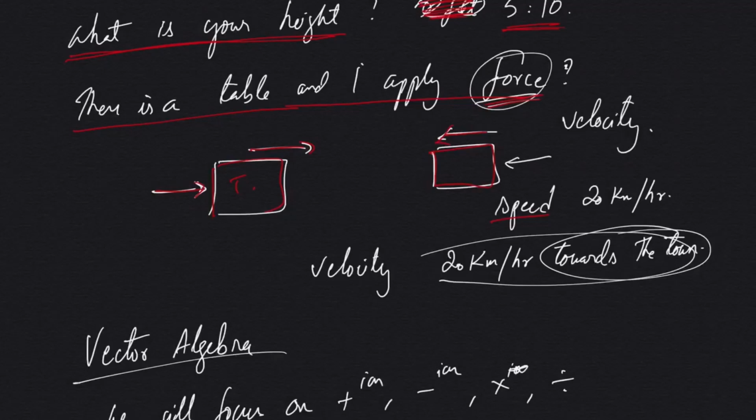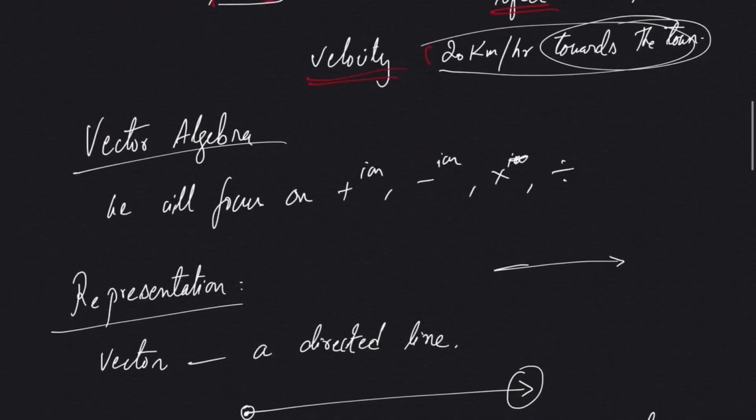So that will be speed. So that's going to be a scalar quantity. When you talk of another sentence, that is, okay, the truck is moving at 20 kilometers per hour towards the town, then I'm giving you a direction also, so that will be considered as a velocity, which will be a vector quantity.